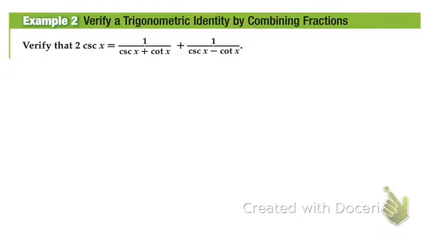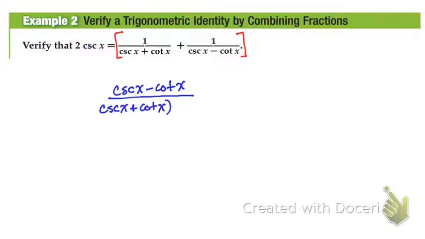All right, let's look at another one. This time we're going to see what happens if you try to combine fractions. So what do I mean by combine fractions? Can we add these two fractions together? Well, sure we can. We just need to make sure we have a common denominator. So I'm going to use, for my common denominator, the product of these two denominators. So this is going to become cosecant x minus cotangent x all over cosecant x plus cotangent x times cosecant x minus cotangent x. So this is what I've multiplied the top and bottom by.